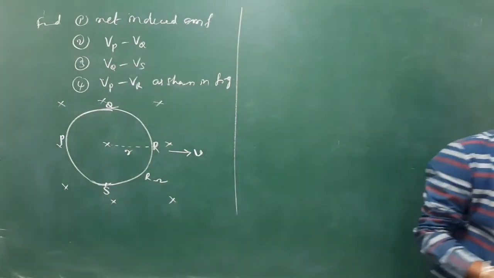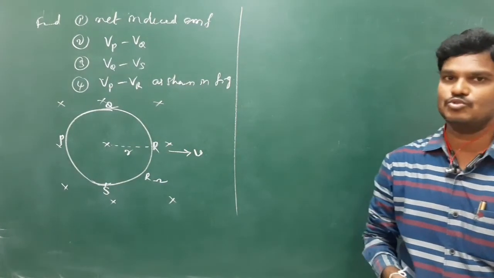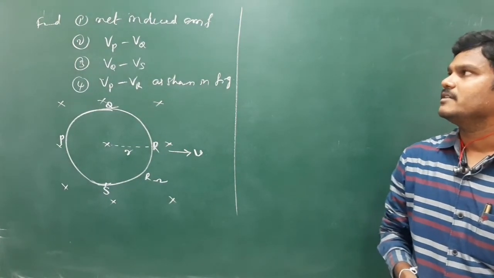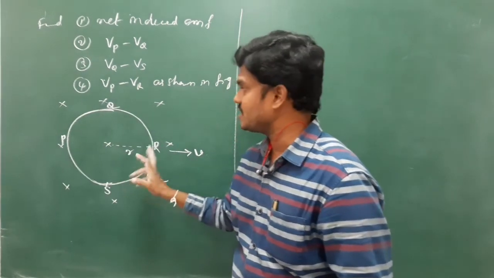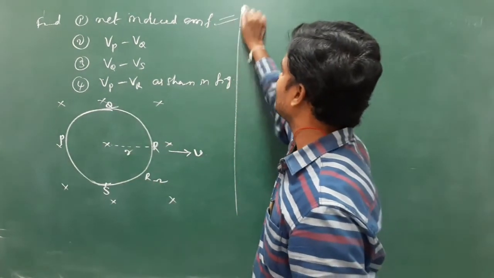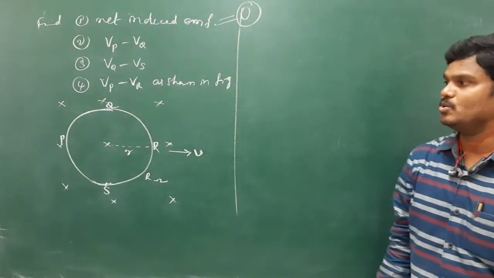Otherwise, to identify the direction, you can use Fleming's right hand rule, but no need to get into that here. This is a closed loop. What is the net induced EMF? Net induced EMF becomes 0 because it is a closed loop. So the first one is a direct answer.